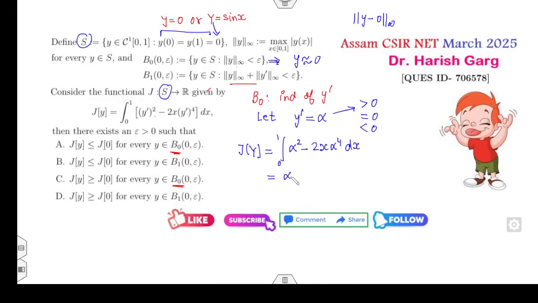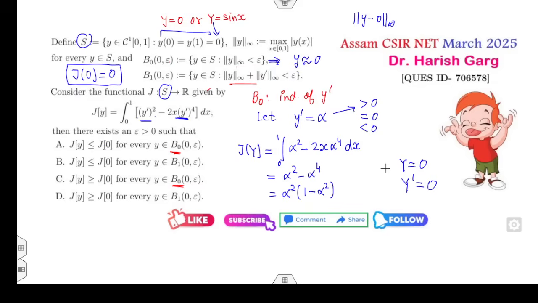So can you solve them? It's alpha square, and the integration gives 1. I can take alpha square common, so it is alpha square into 1 minus alpha square. And J of 0, can you find the value of J of 0? If y is 0, then the value of y dash is also 0. So 0 minus 0 is 0. So J of y is 0.